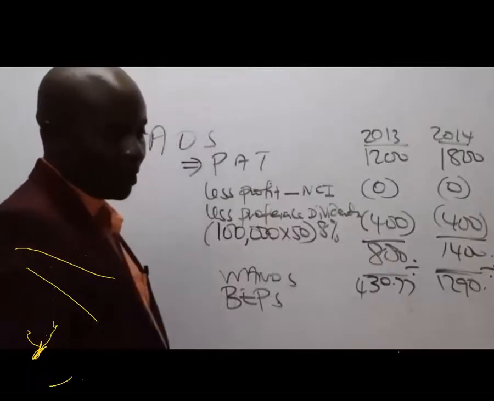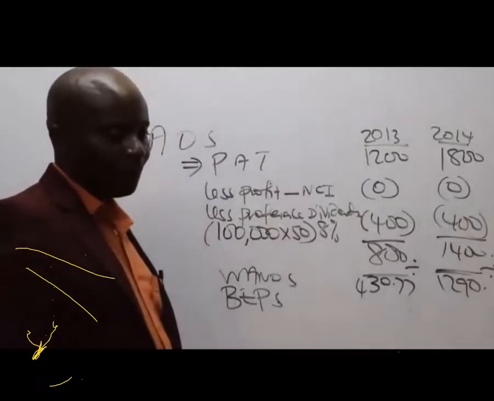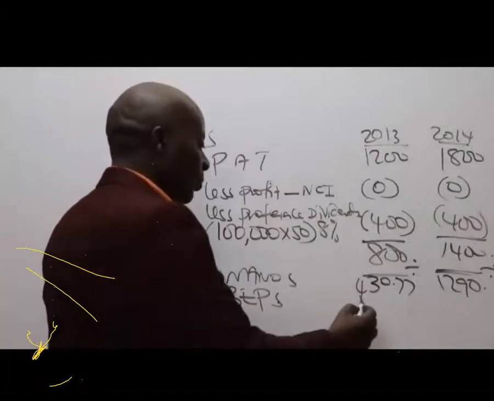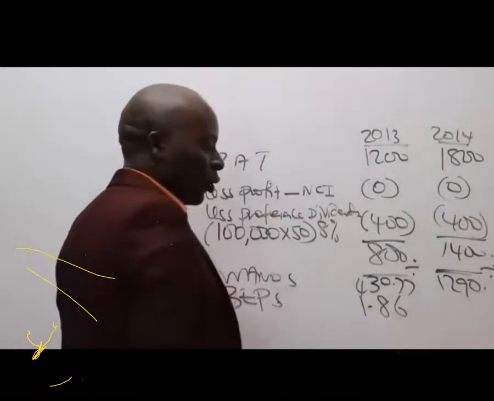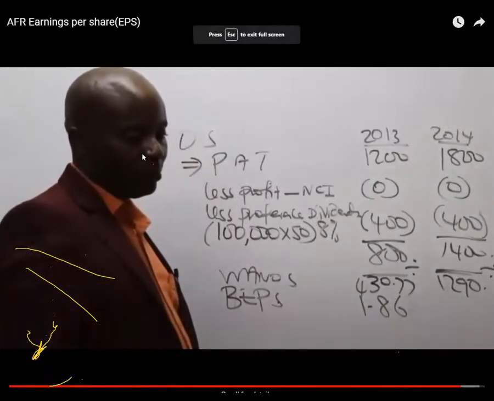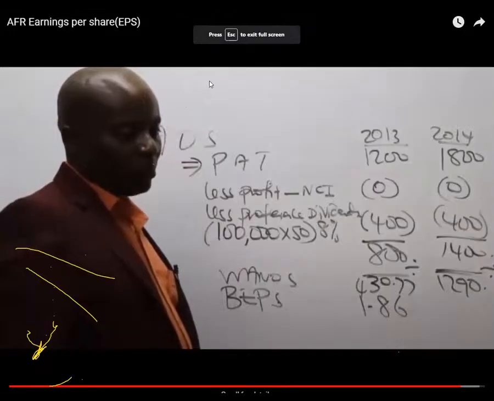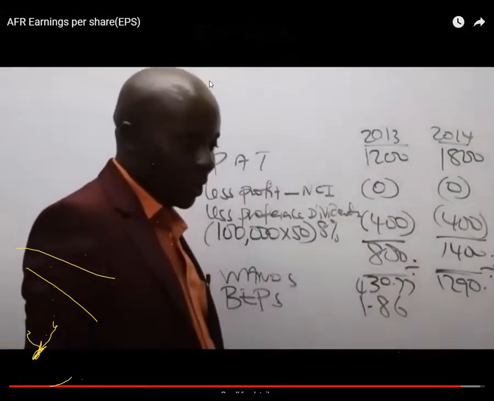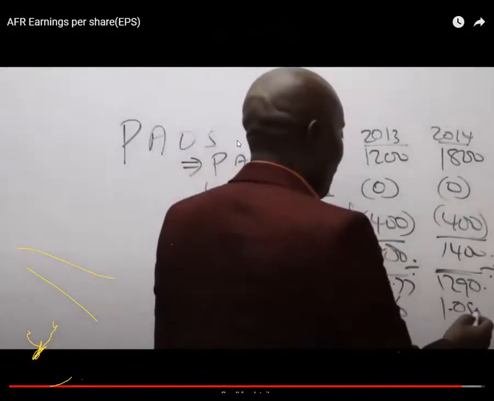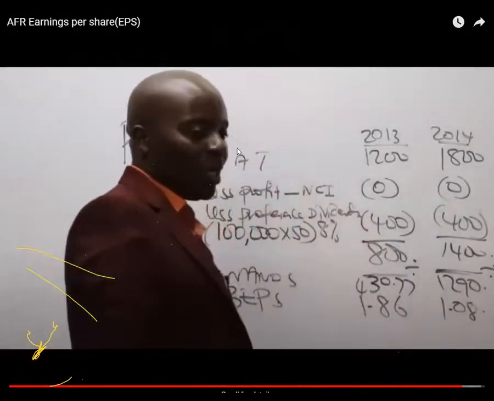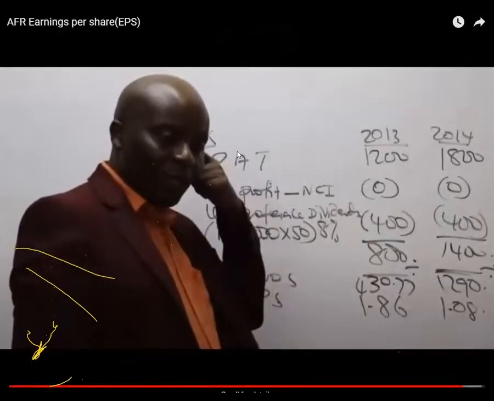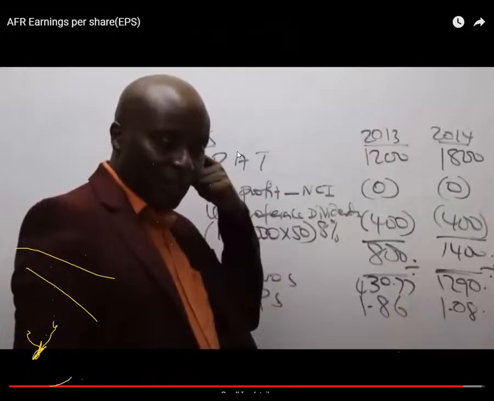The basic EPS. So the first one here is 1.86. How about the second one? You're taking this divided by this, which gives us 1.08. Is there any need for us to do any restatements here? Do we need to restate the EPS, the comparative?